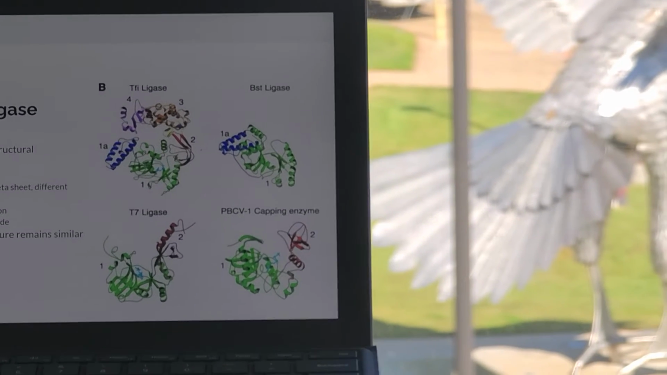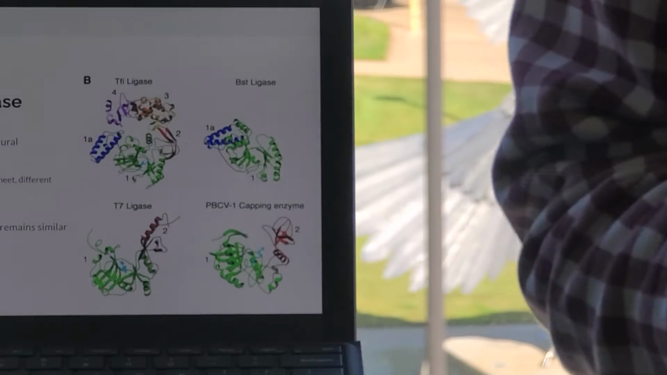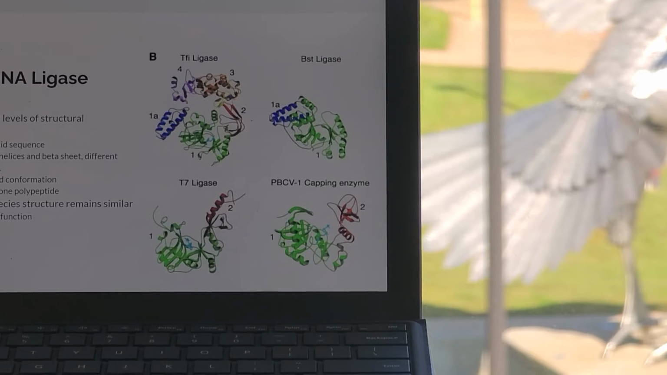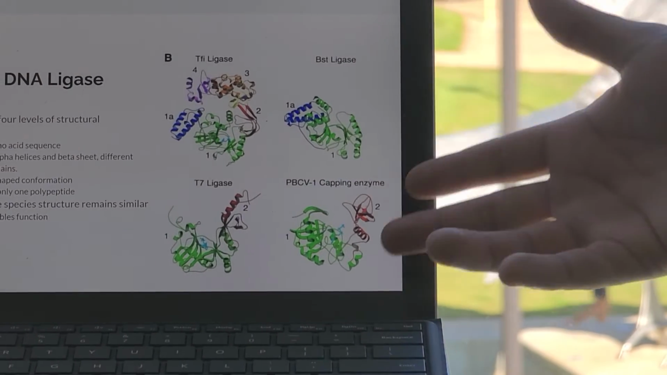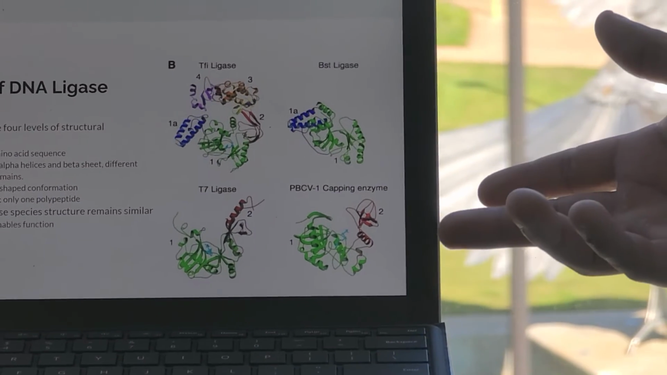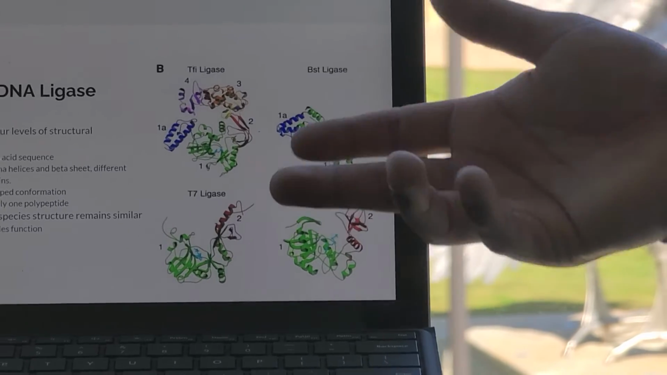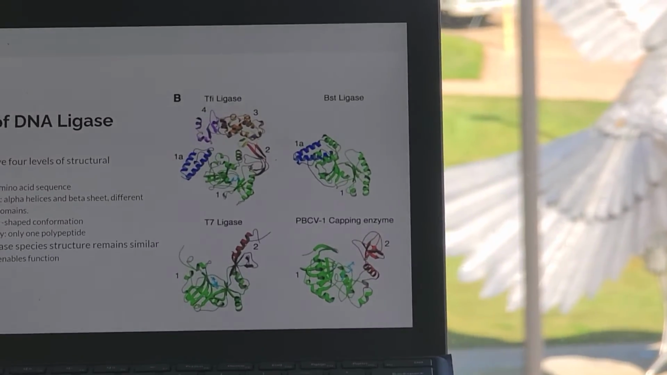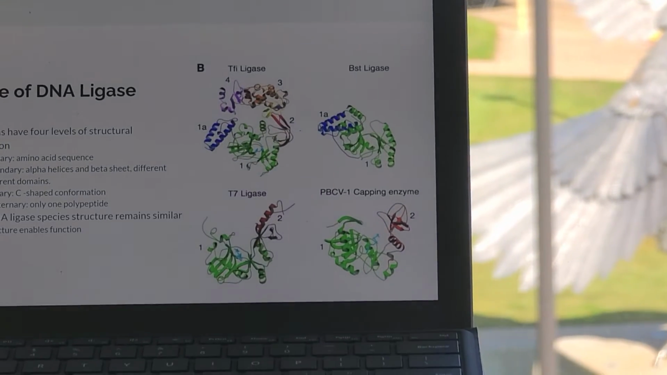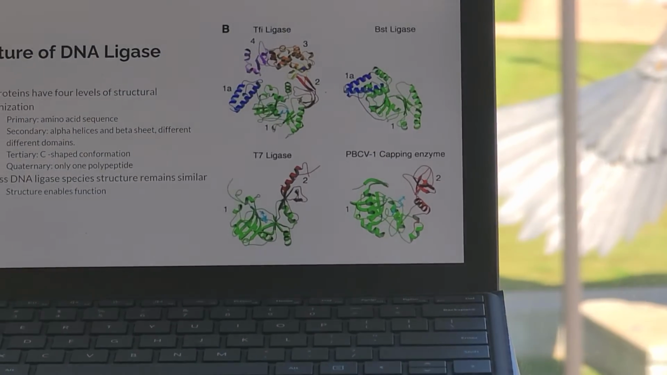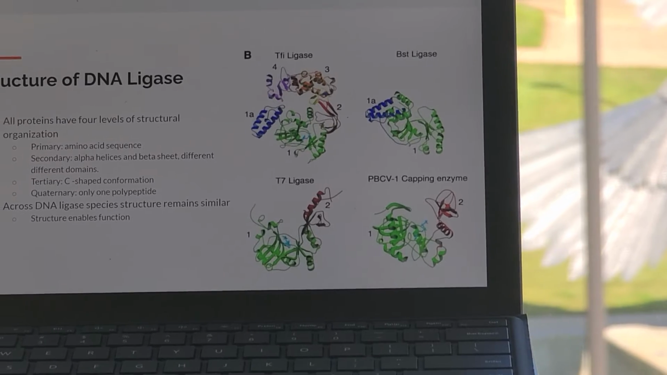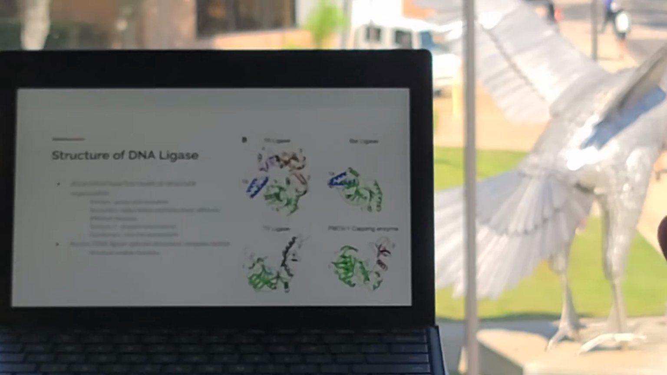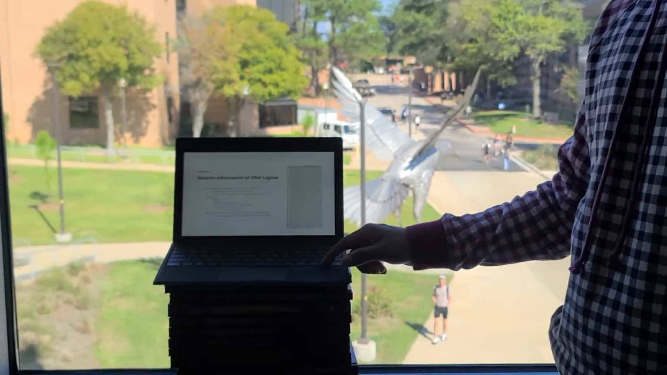Quaternary conformation: DNA ligase has no quaternary level of organization since it's only made up of one polypeptide. So there is only one, so there is no quaternary. As I said before, DNA ligase's structure remains similar through the many different species. That is because they have the same relative function.